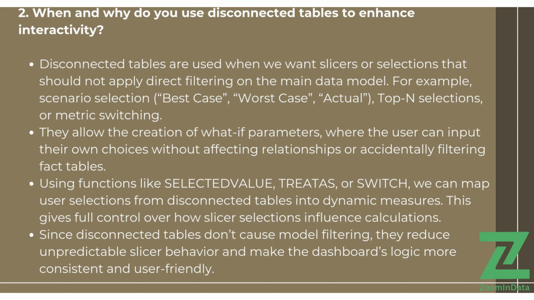They allow the creation of what-if parameters, where the user can input their own choices without affecting relationships or accidentally filtering fact tables. Using functions like SELECTEDVALUE, TREATAS, or SWITCH, we can map user selections from disconnected tables into dynamic measures. This gives full control over how slicer selections influence calculations.